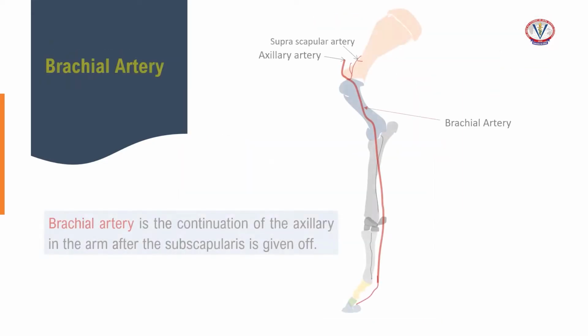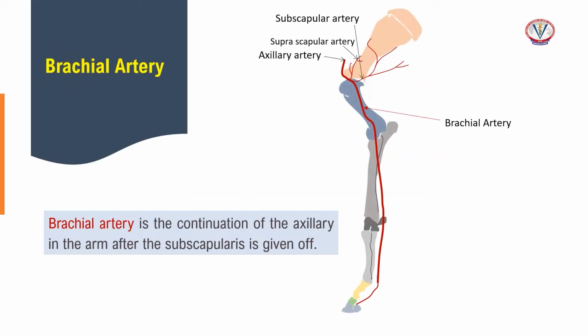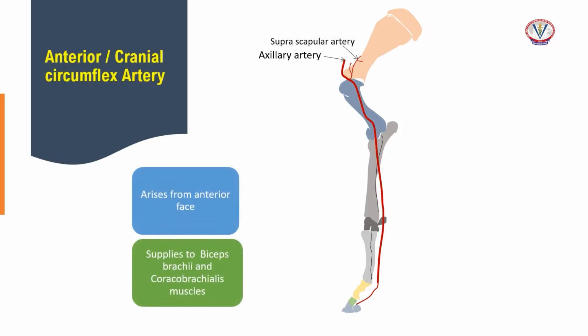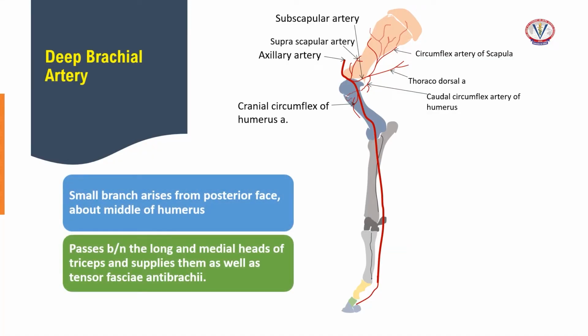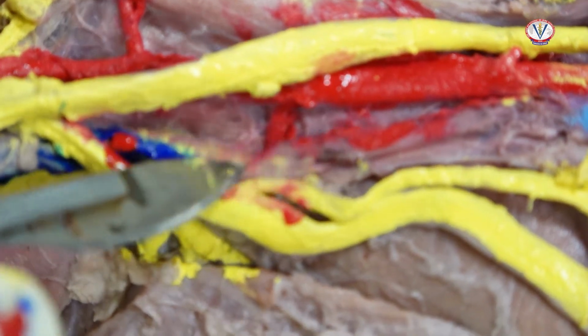The continuation of the axillary artery in the arm region after the subscapular artery is given off is termed the brachial artery, which gives off several named branches. The first one is the anterior circumflex artery of the humerus that supplies the coracobrachialis and biceps brachii muscles, as well as the medial aspect of the shoulder joint. The deep brachial artery supplies the triceps brachii and anastomoses with the collateral ulnar artery.